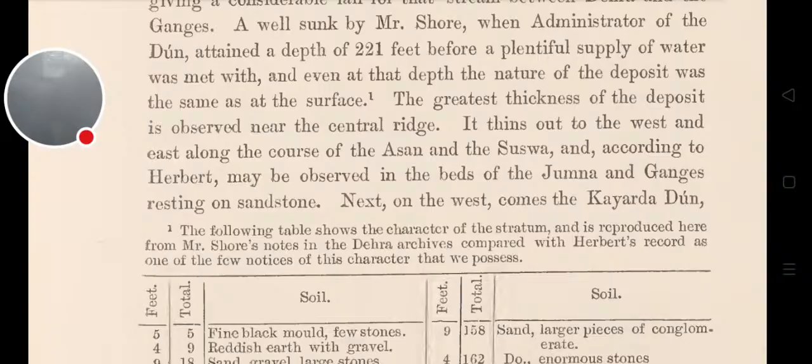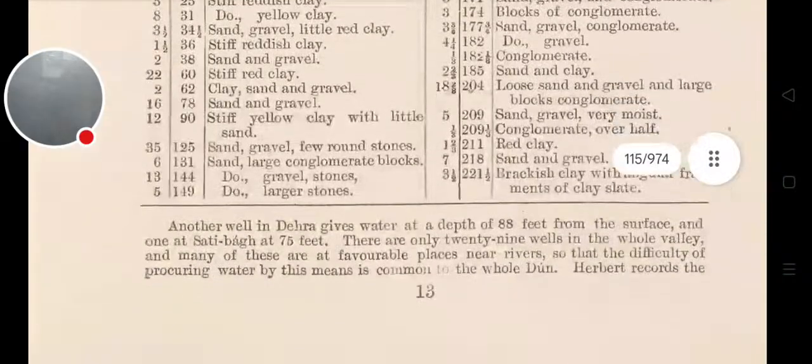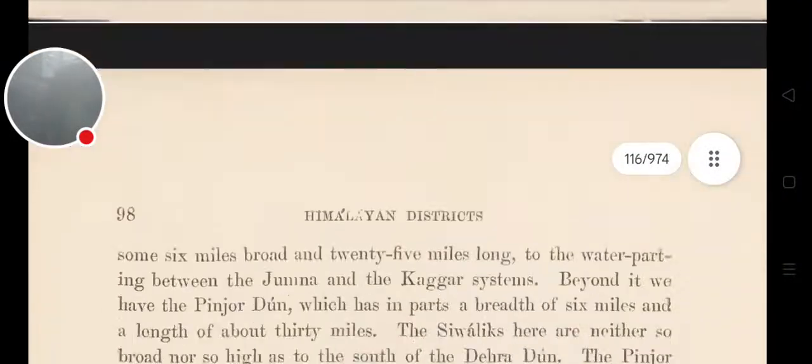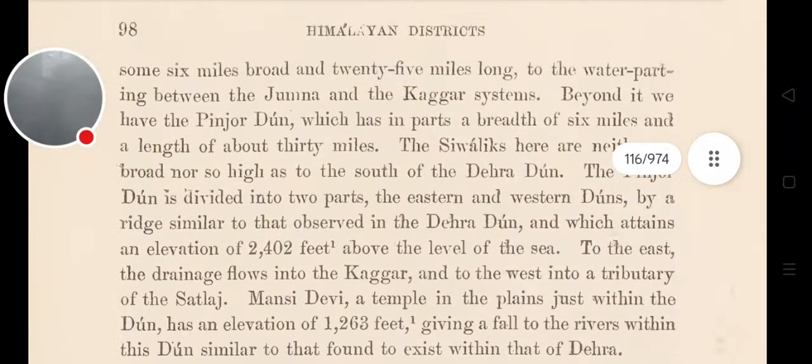Next, on the west comes the Kayarda Dun, some 6 miles broad and 25 miles long, to the water parting between the Jamna and the Kaggar systems. Beyond it, we have the Pinjor Dun, which has in parts a breadth of 6 miles and a length of about 30 miles. The Sivaliks here are neither so broad nor so high as to the south of the Dehra Dun.